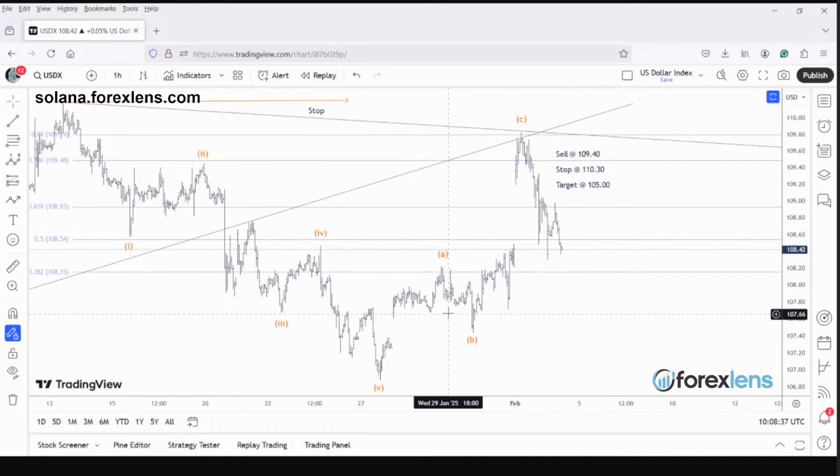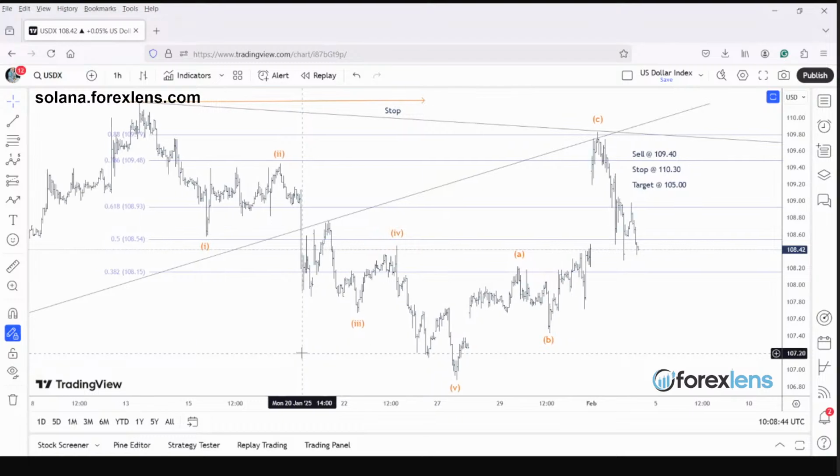All right, so let's get started on the gold. We are holding shorts in dollar index at 109.40. Our stop is 110.30, and the target is around 105.